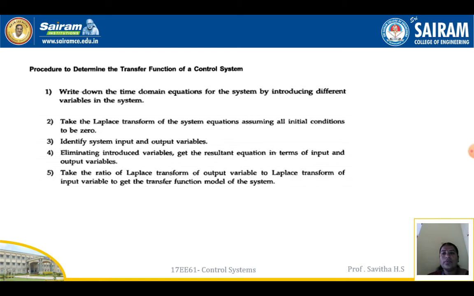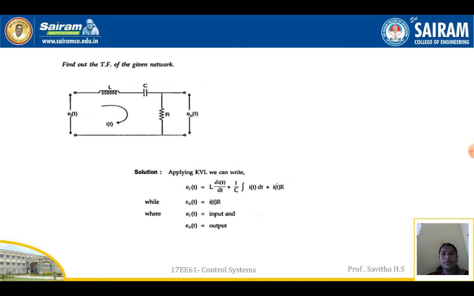Procedure to determine the transfer function of a control system. First, write down the time domain equations for the system by introducing different variables in the system. Second, take the Laplace transform of the system equations assuming all the initial conditions to be 0. Third, identify the system input and output variables. Fourth, eliminating introduced variables, get the resulting equation in terms of input and output variables. Take the ratio of the Laplace transform of the output variable to the Laplace transform of the input variable to get the transfer function model of the system.